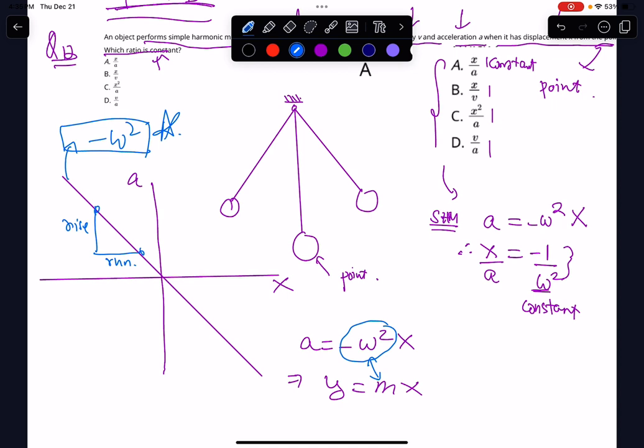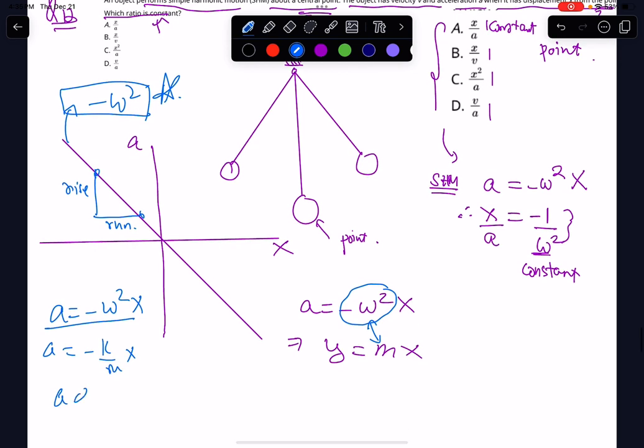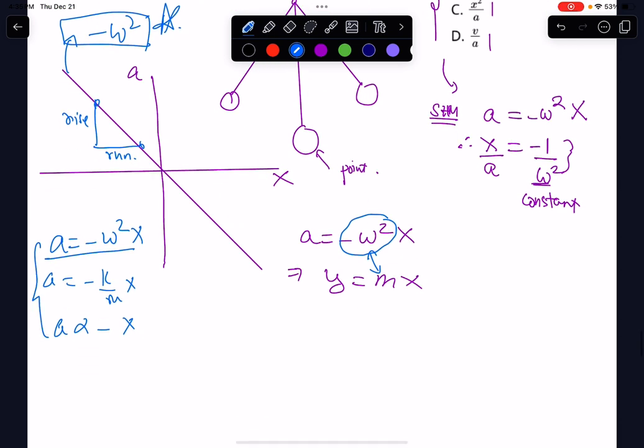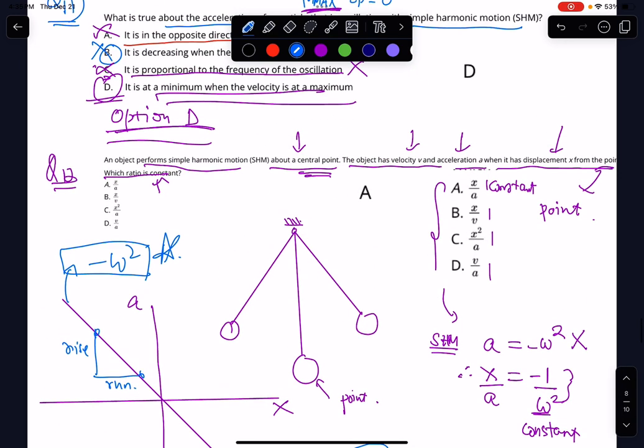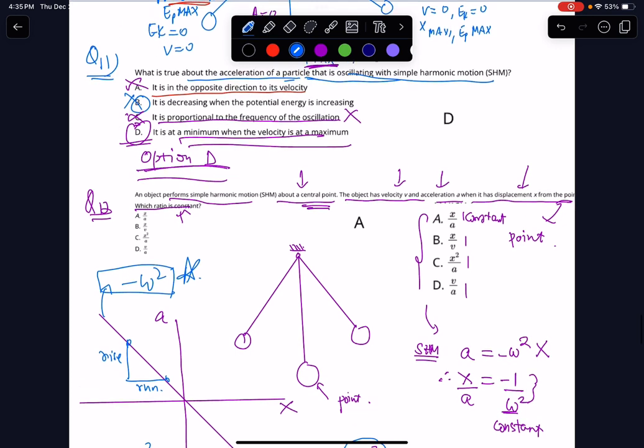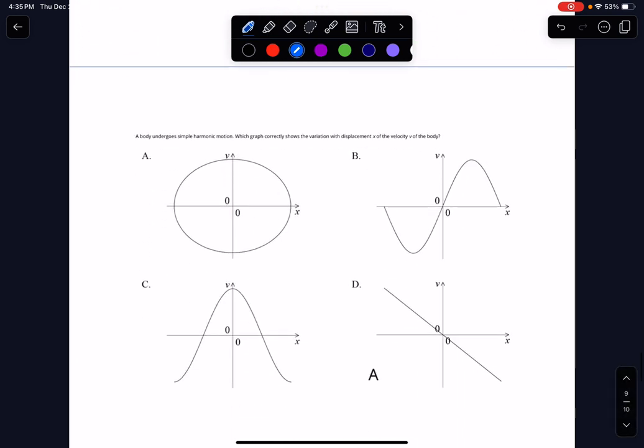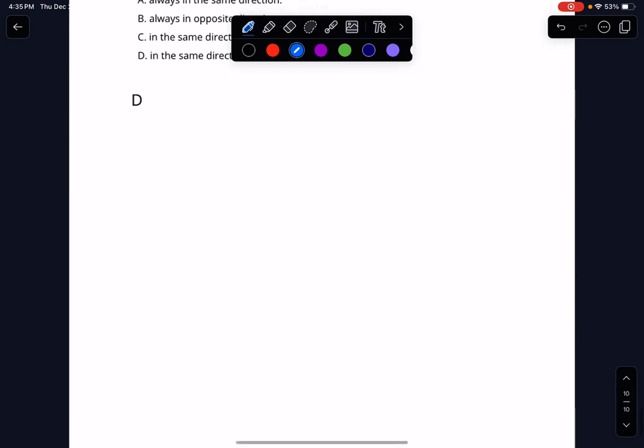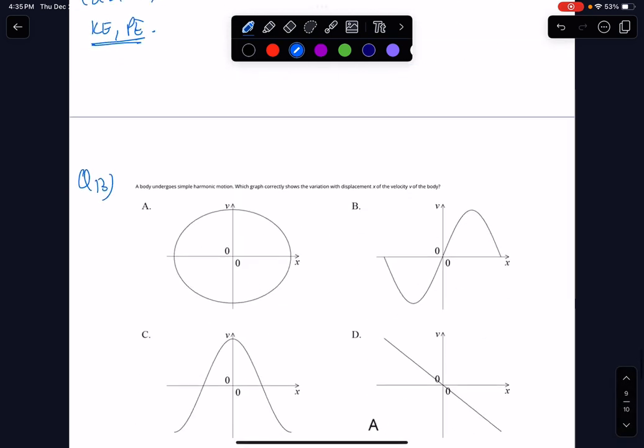So it's always good to know that this is a very important equation, and the other equation is acceleration is negative k by m times x. The acceleration is proportional to negative x, and you should also know those kinetic energy and potential energy graphs as well. So that's question 12, done and dusted. Now we can look at question 13. Let's see all that is there.